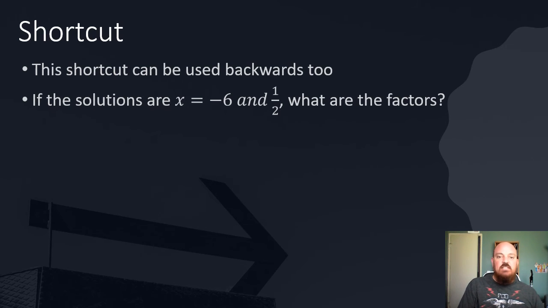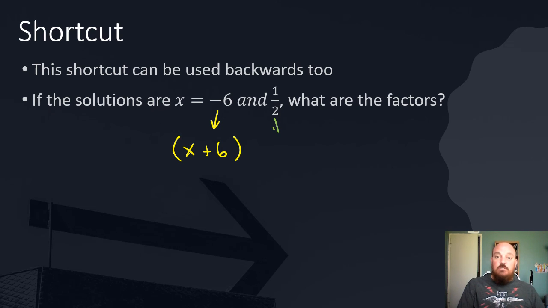So let's start with the -6. That's the easy one. When you have a whole number, you know that there's no number in front of x, and all you have to do is change the sign. If my answer is x equals -6, then my factor was x plus 6.